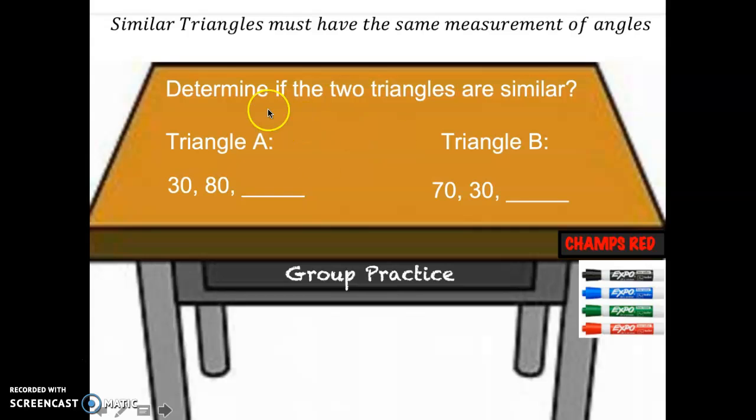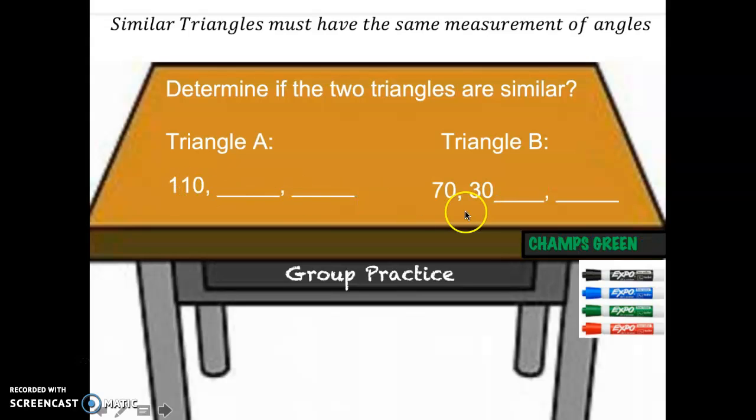This one here, again, I see 30, I see 30. So the only thing different, if I go ahead and put an 80 here and a 70 here, will they equal 180? Well, let's check. They will. 70 plus 80 is 150, plus 30 is 180. So these two are similar.